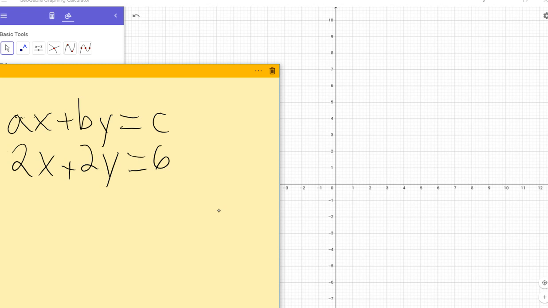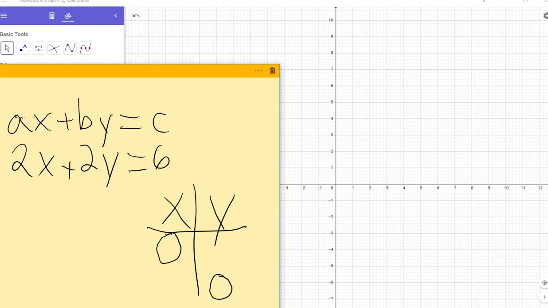When using the table method, remember, you only need two ordered pairs to make a line. We're going to get just two ordered pairs. The two easiest numbers we could use are 0 and 0. We're going to plug a 0 in for x and see what y is, whatever the output value is, and that gives us our first ordered pair. And then we're going to plug 0 in for y and solve for x.